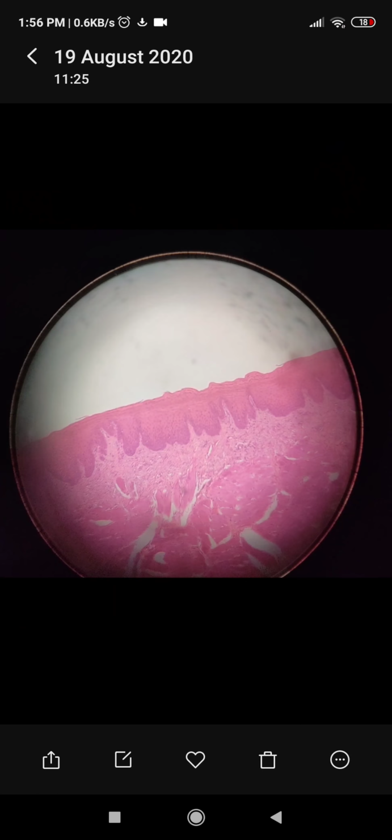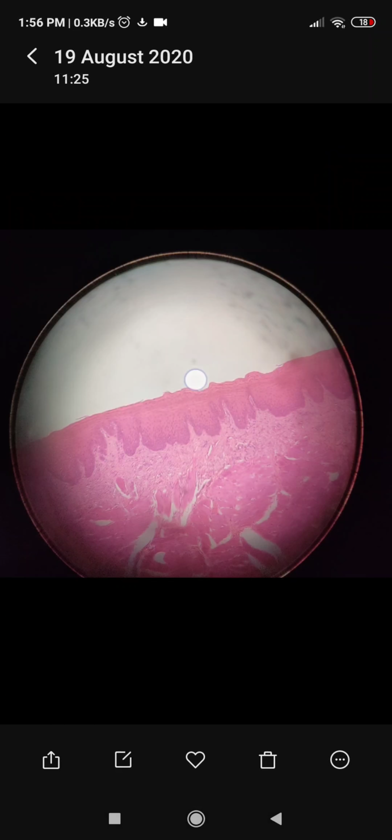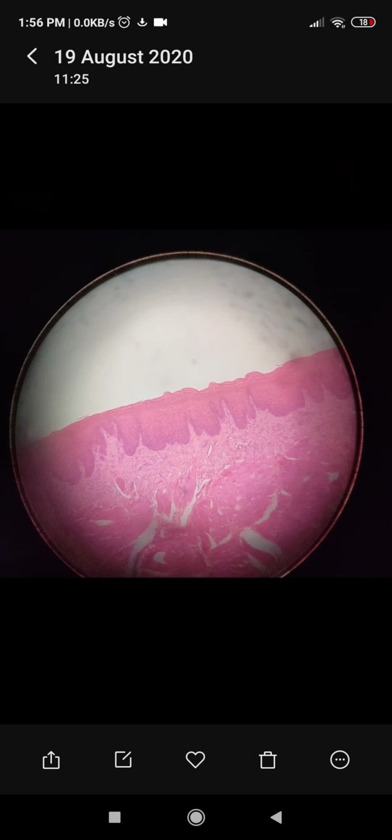So here you can see that the upper surface is smooth. This is the stratified squamous epithelium, and this is the underlying muscular tissue. This is the lamina propria, but you can see the surface is smooth. No papillae, no projections of epithelium are present on the surface. So this is the ventral surface of the tongue.